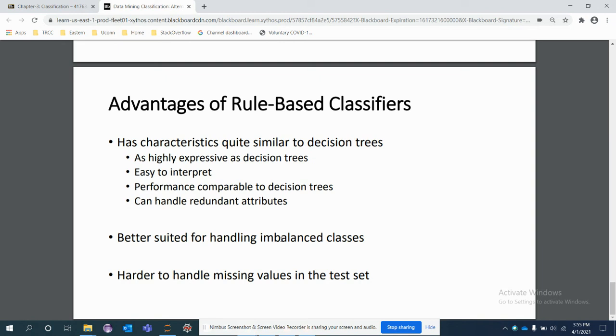Try to review the slides where we calculate the accuracy and the coverage based on the given data set, its attributes, and the class level. And then let me know if you have any questions.